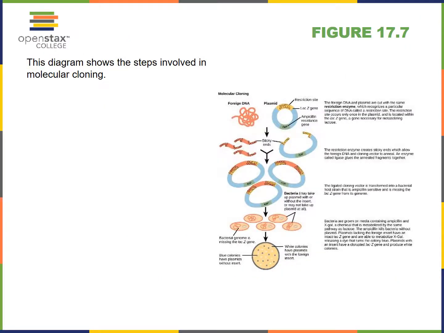The last thing I want to talk about is digesting and ligating DNA. Let's say you want to engineer some bacteria that can make human insulin. Human insulin is an expensive drug. It would be great if we could get bacteria to grow it for us.